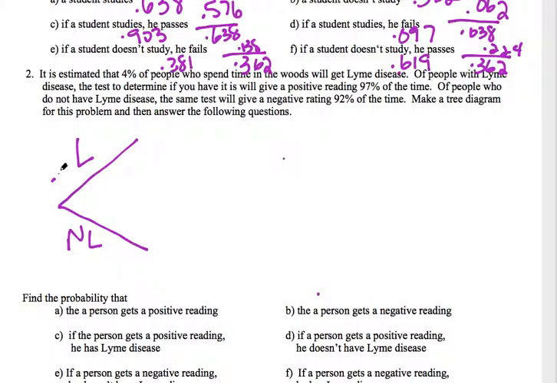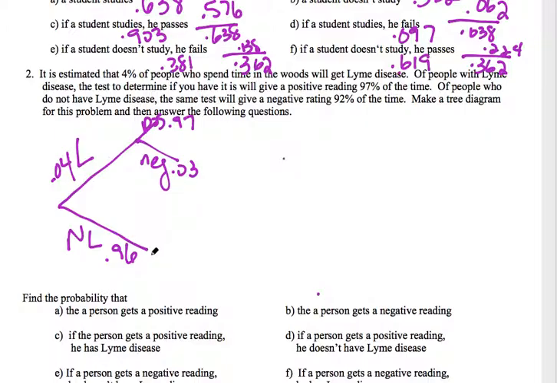So this is 0.04, 4% of the people. And right here, then the complement, 0.96. Okay, of the people with Lyme disease, there we go. So here's more branches. If you have it, it will give you a positive reading 97% of the time. So we go positive reading, 0.97, and then we'll say a negative reading, 0.03.